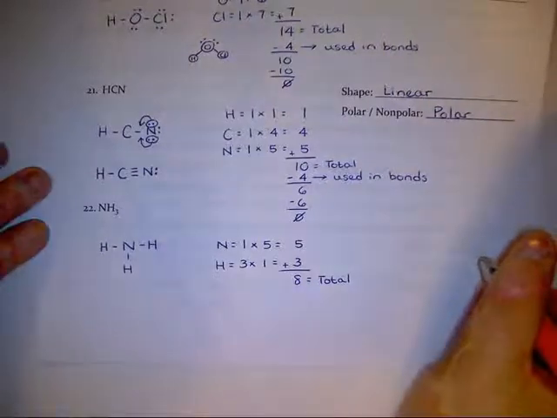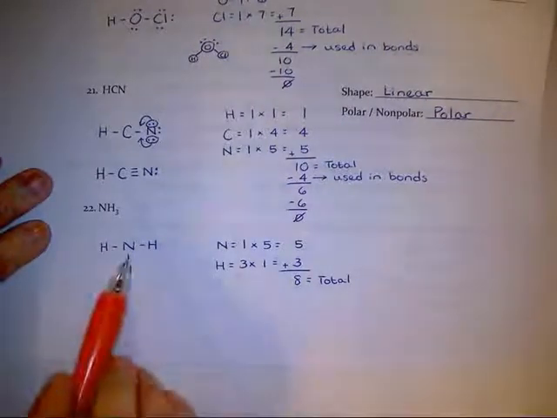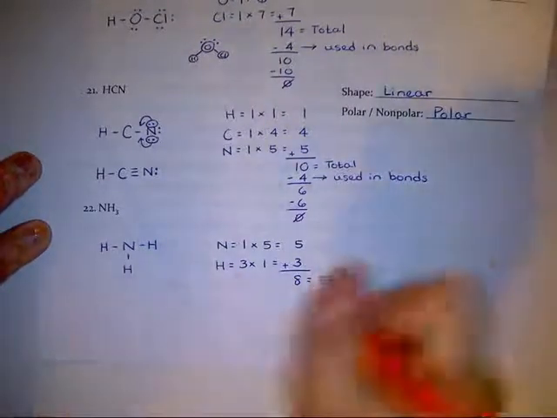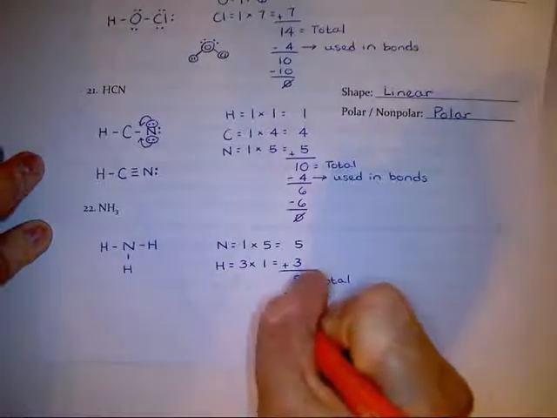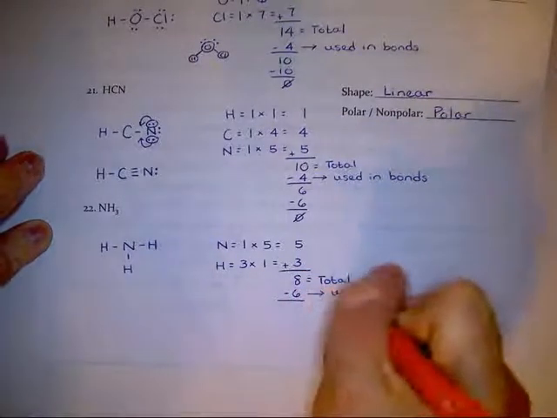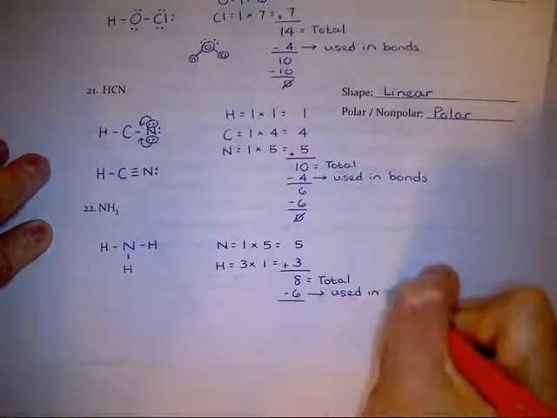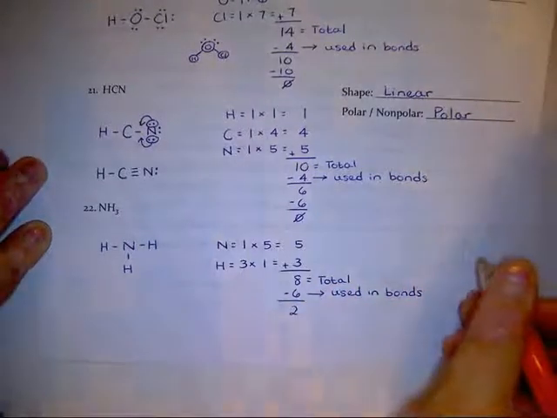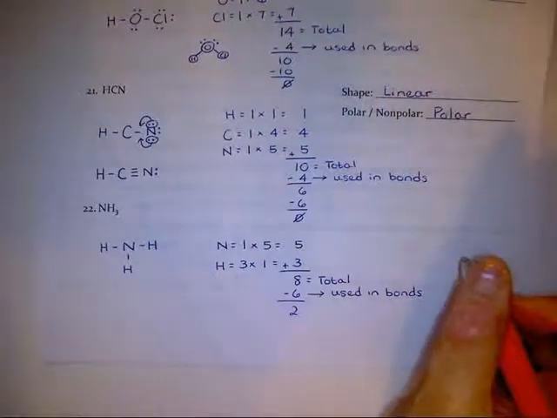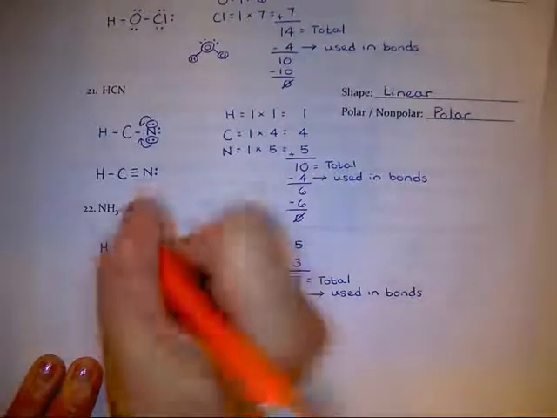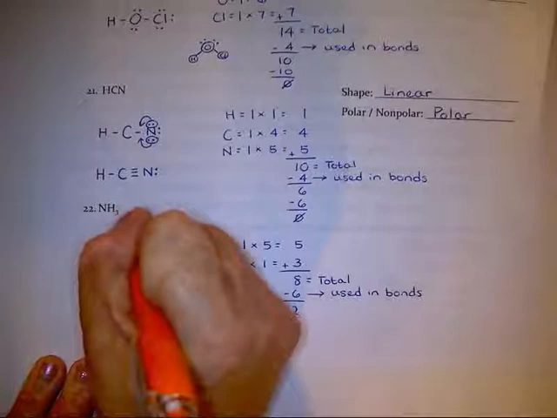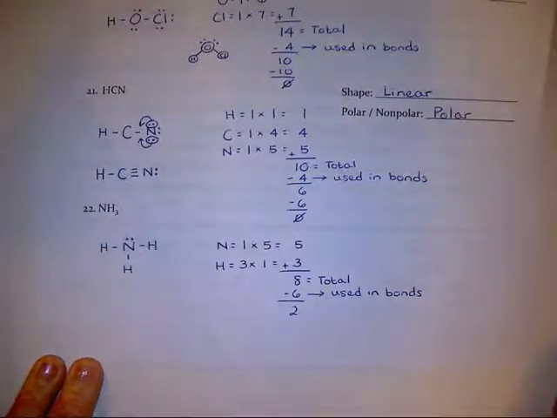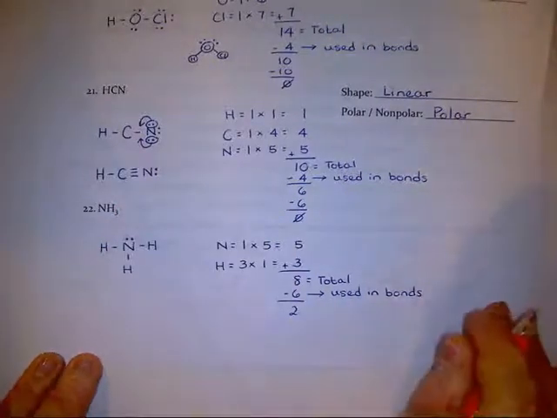Okay, now how many have I used up in the bonds? 2, 4, 6. Okay, so I have used up 6 in the bonds, which means that I have 2 valence electrons left. They cannot go on the H's, so they must go on the N. Alright, so that is the structure finished.